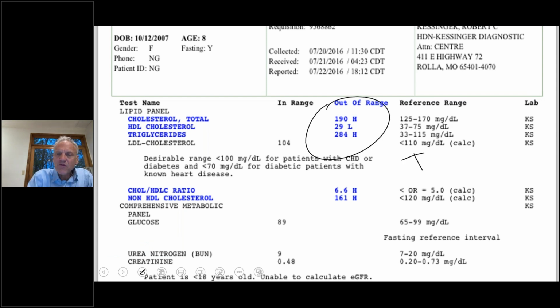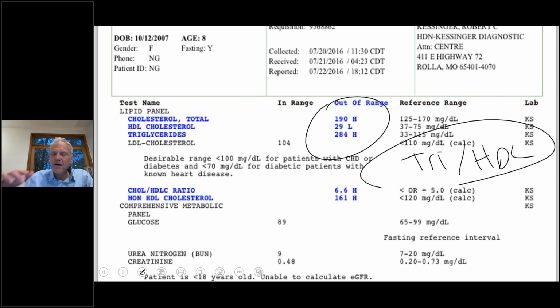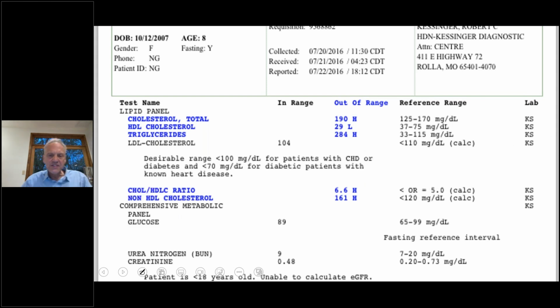So remember, the triglyceride to HDL ratio is going to show us about insulin resistance. And it should be lower than 3.0. And if you look at 284 divided by 29, that's about 10. So she's over 3 times what she should be in there. And she is overweight, and she's got insulin resistance, bad, right?